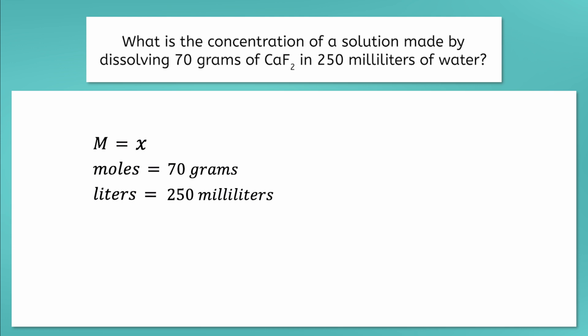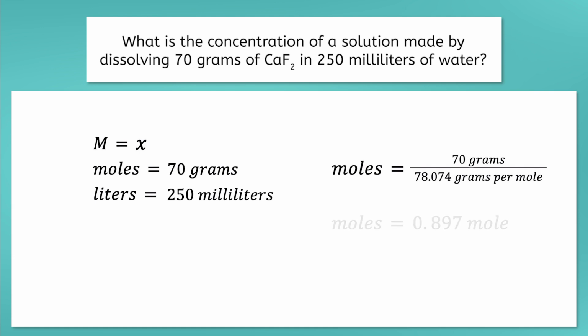Okay, let's fix them. Why don't we start with our moles? We have already calculated the molar mass of CaF2 as 78.074 grams per mole. Using the conversion formula, the number of moles is equal to the mass divided by the molar mass, or 70 divided by 78.075. This gives us 0.897 mole of calcium fluoride.